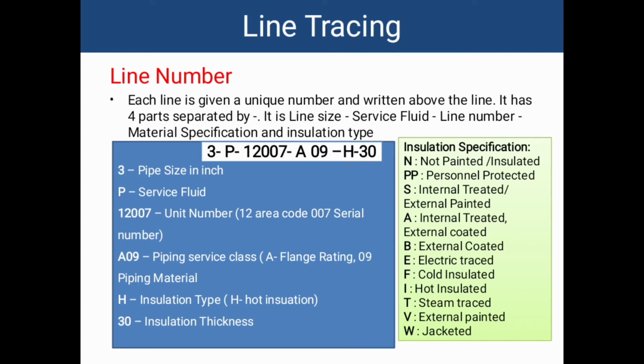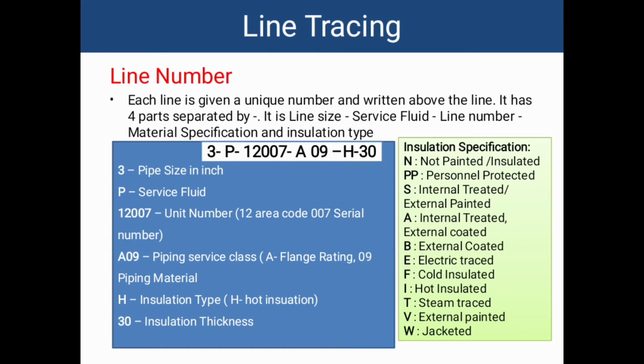So 12007, in the 12th area, 007 is the serial number of the pipe, and A09 is the piping service class, in which A denotes the flange rating and 09 is the piping material, what type of pipe, whether it is carbon steel or mild steel or stainless steel, the piping details are mentioned. Then H means insulation type. If there is N instead of H, that is no insulation.